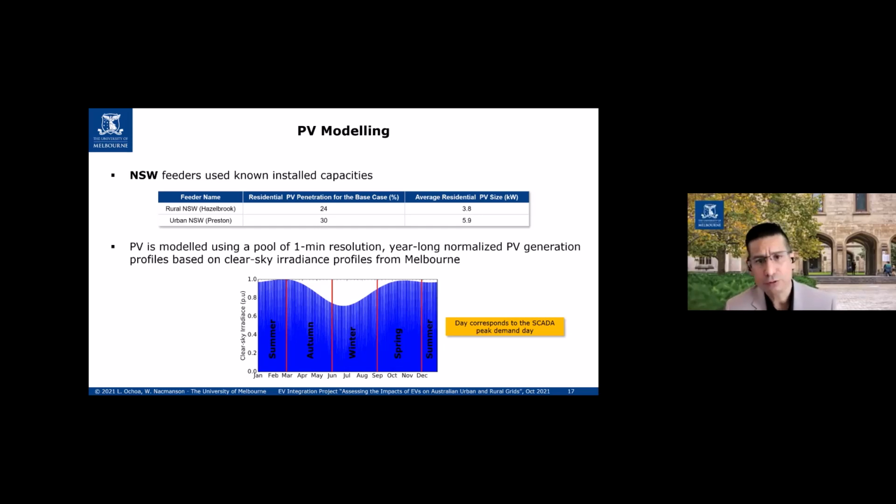Now, I mentioned photovoltaics as well, only applicable to New South Wales, and the percentages are those given by Endeavour Energy, and the average sizes were also used according to the data provided by Endeavour Energy. We needed to use realistic profiles of generation, and what we did is use clear sky irradiance from Melbourne, which is quite aligned with what can happen in New South Wales, very similar, and we pick the peak demand day that we are going to use for the models later on.